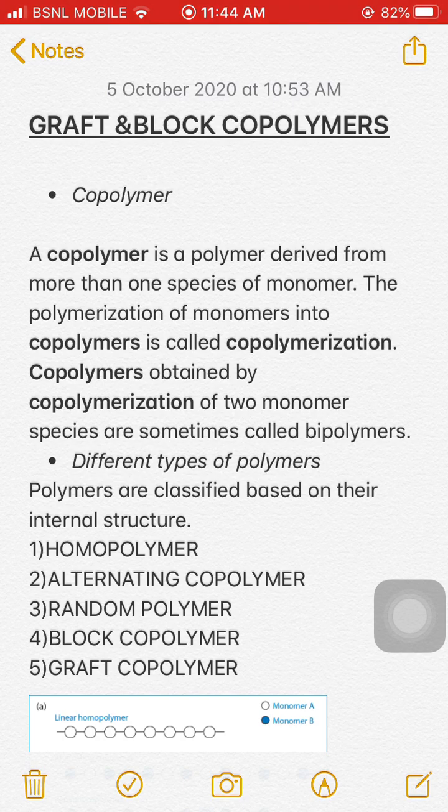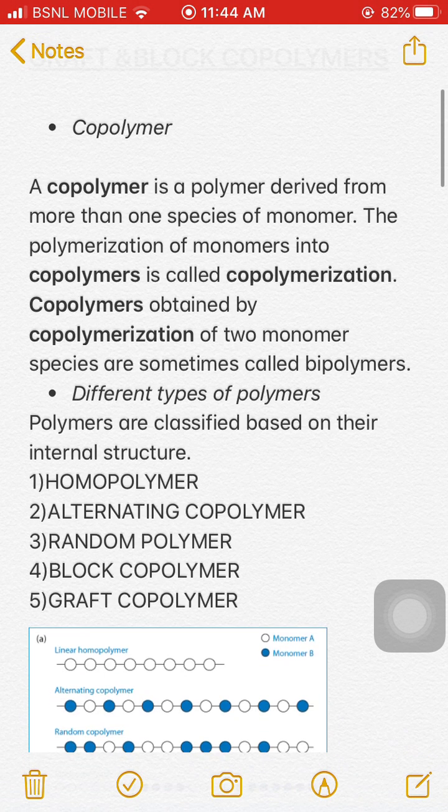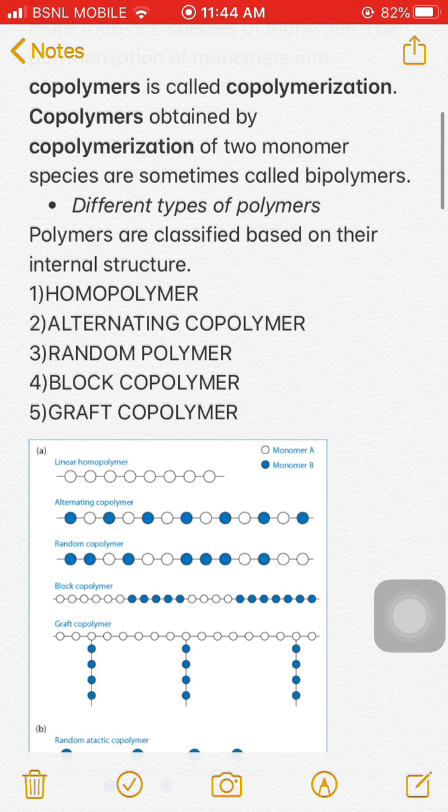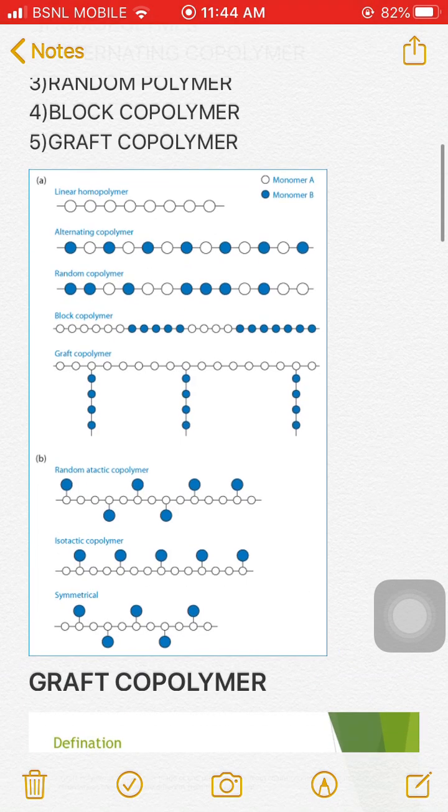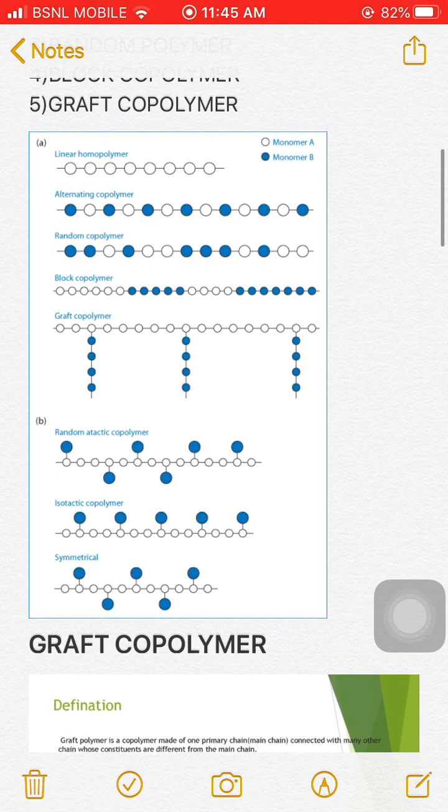One such criterion is internal structure. Based on internal structure, we can classify polymers as homopolymer, alternating copolymer, random copolymer, block copolymer and graft copolymer. The picturization of these polymers is given above. The white dot is monomer A and the blue dot is monomer B. Now what is a linear homopolymer, or simply a homopolymer? Homo means same, so the same type of monomers are linked to form a linear homopolymer.